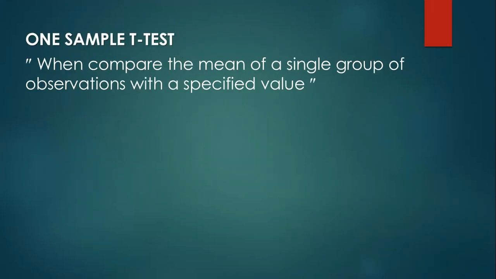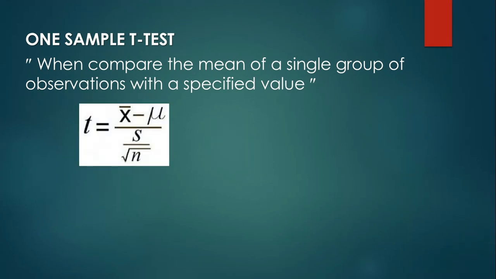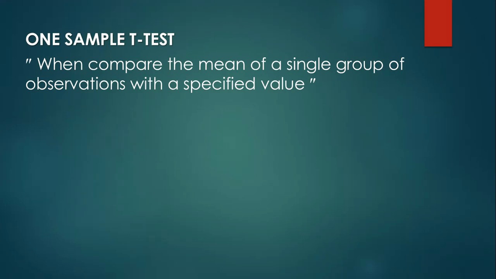First, we will discuss the t-test for one sample, or one-sample t-test. It is used to compare the mean of a single group of observations with a specific value. In a one-sample t-test, we know the population mean. We draw a random sample from the population and then compare the sample mean with the population mean and make a statistical decision whether the sample mean is different from the population.